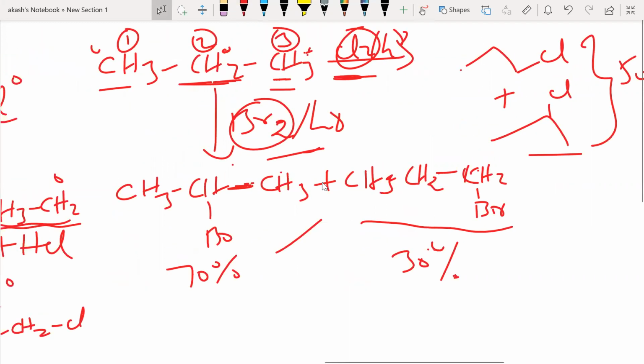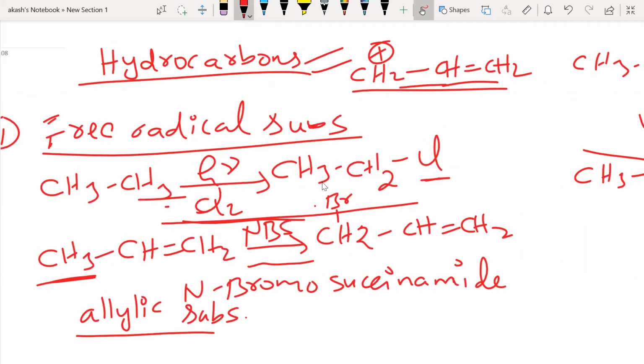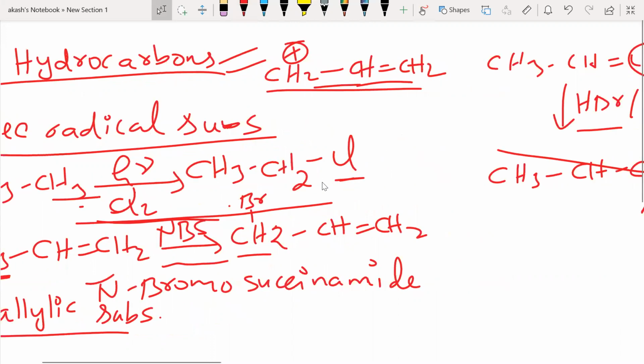Fine. Now, when I go for the next one, that is your allylic substitution, right? So allylic substitution, I go for a hydrocarbon. That is, when I have an alkene and I put NBS, I'm going to get Br in the allyl position. Okay, right? Now, how are you going to deal with this? We'll see. Okay, so let me go for the mechanism of this.